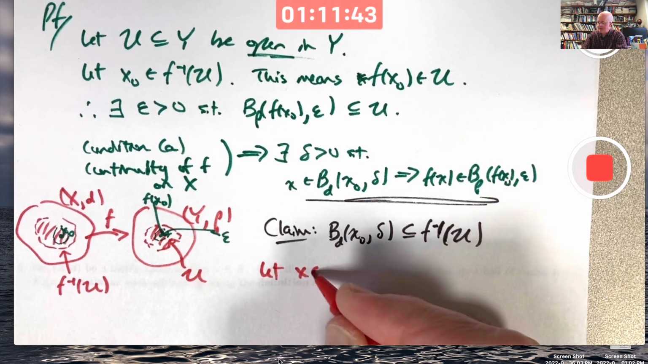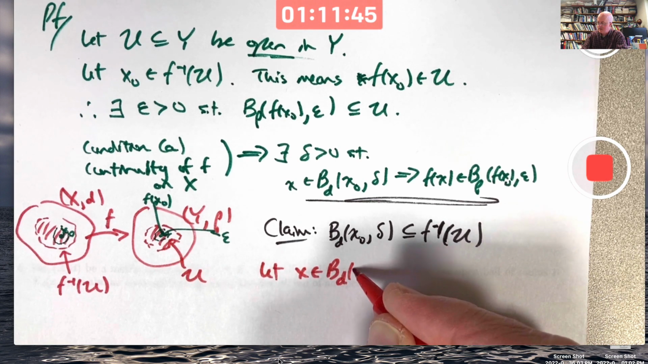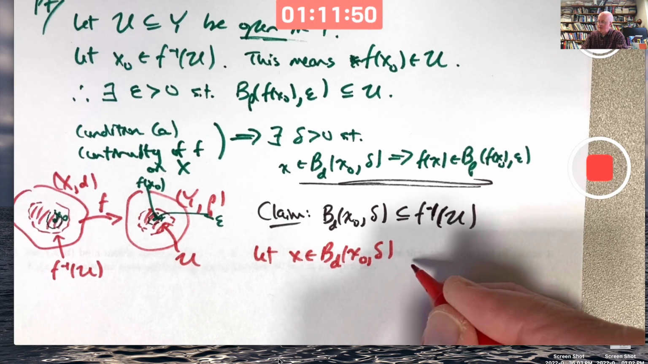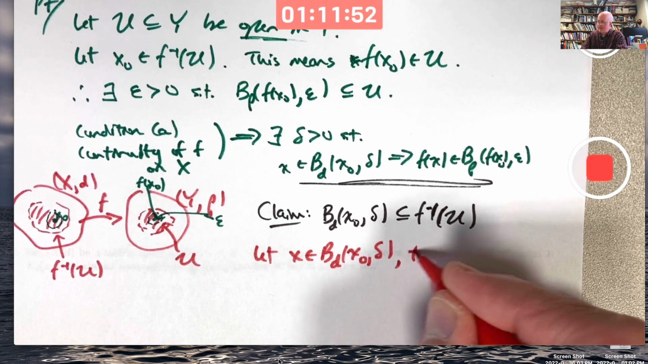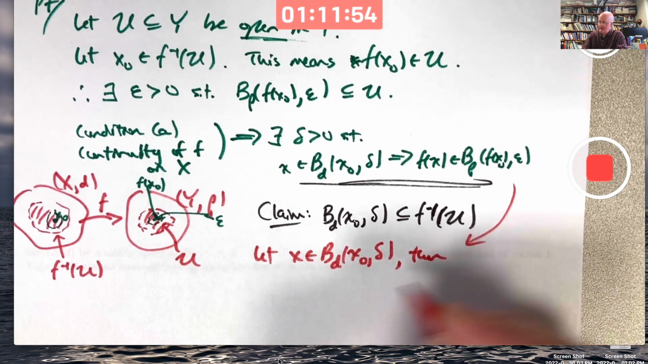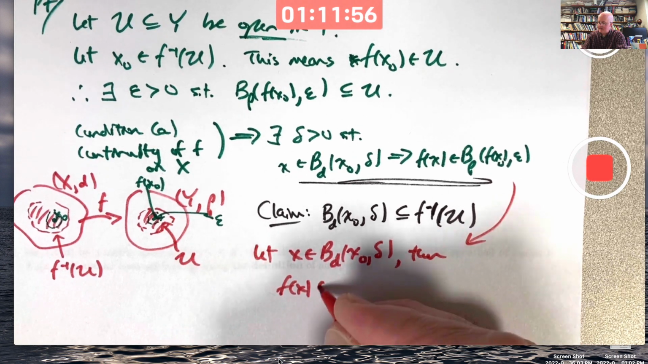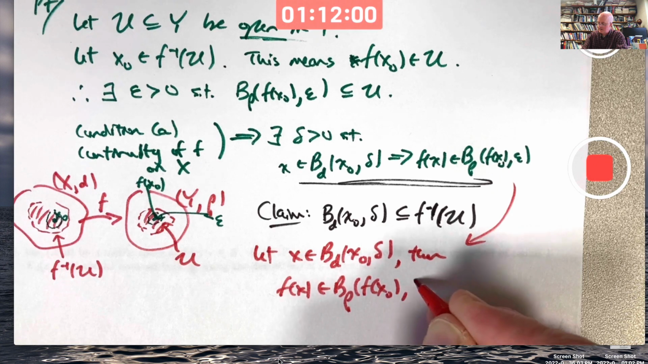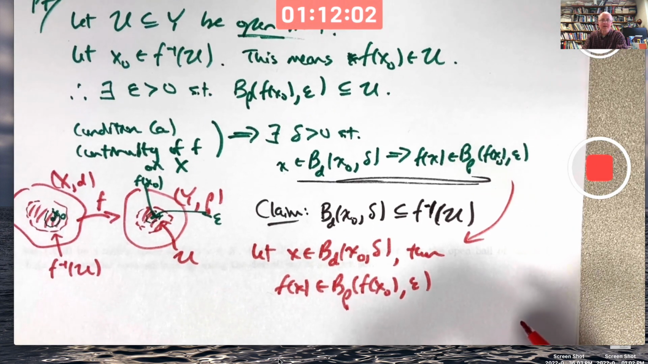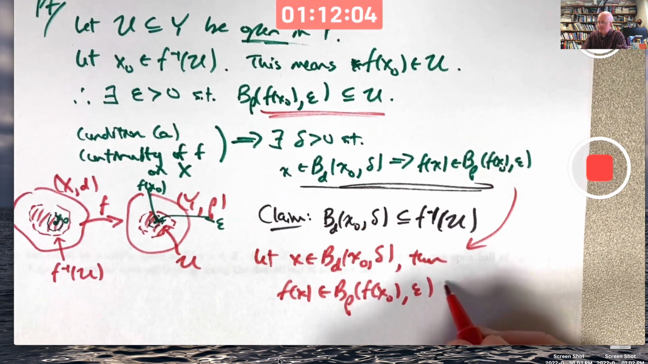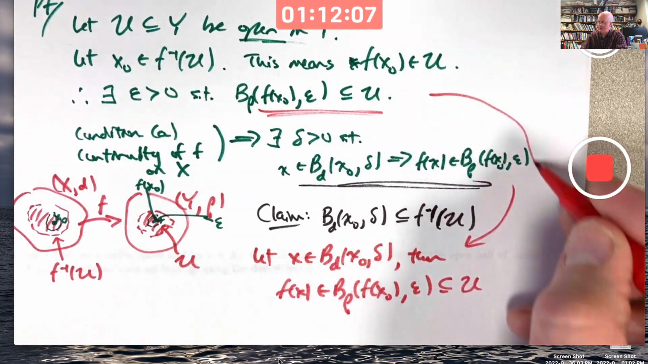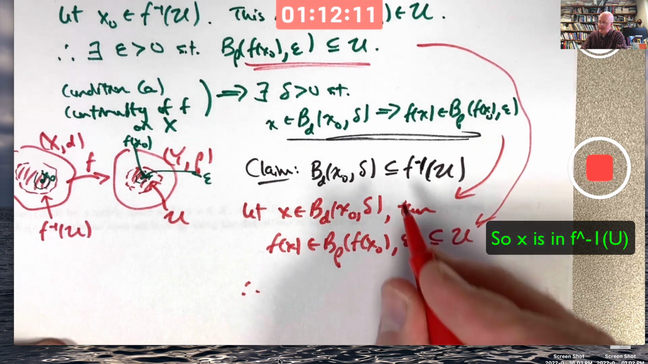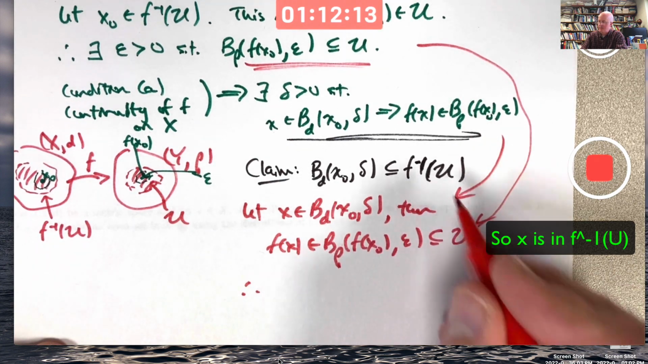Let x be an element of this open ball. I want to show it's in the preimage. Then by this condition, f of x is in this open ball. But that open ball is a subset of U. So we need that condition as well. Therefore, that means this open ball is a subset of the preimage.